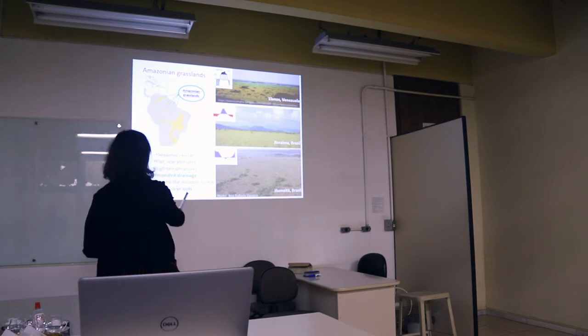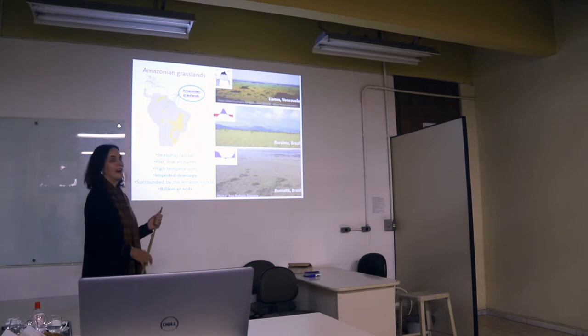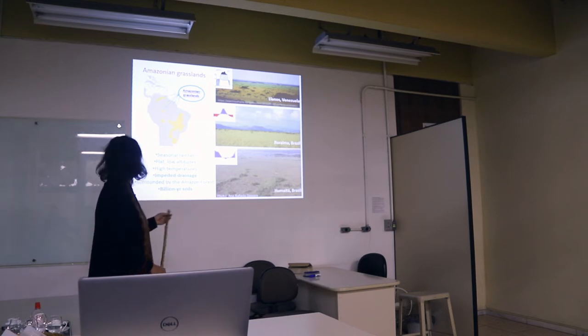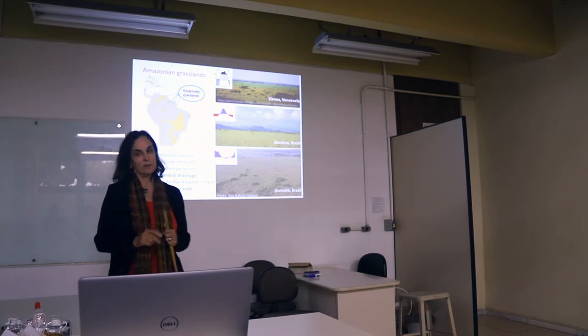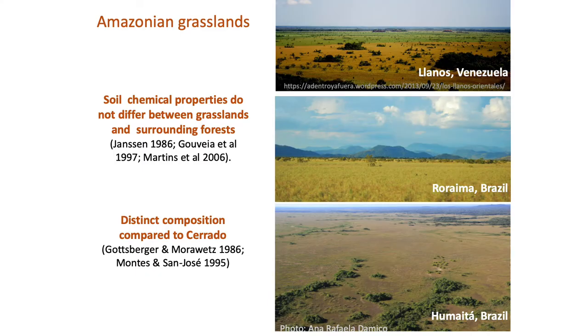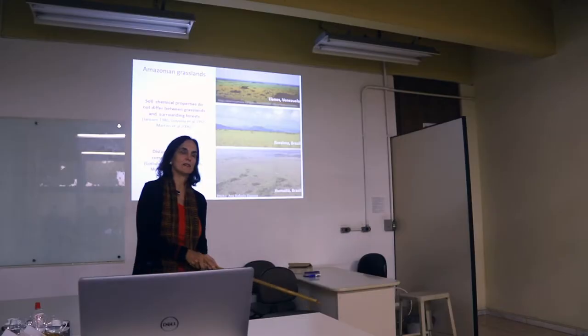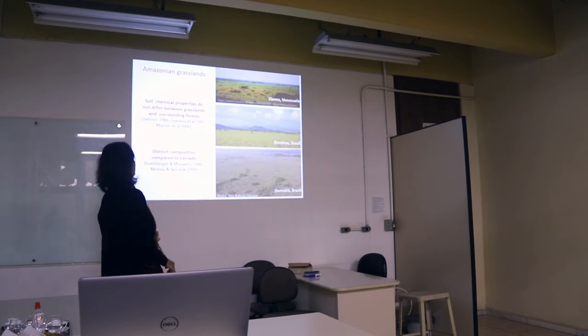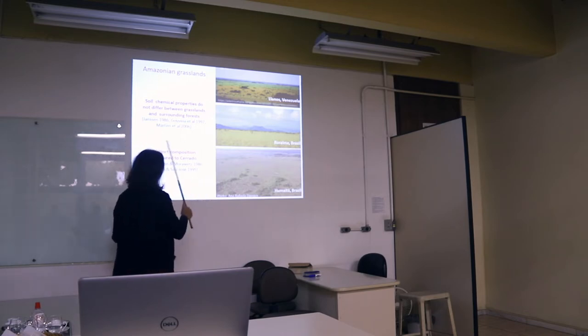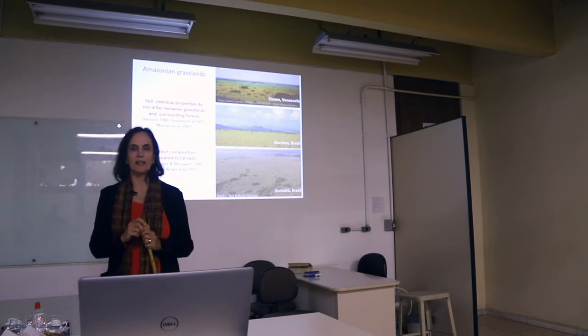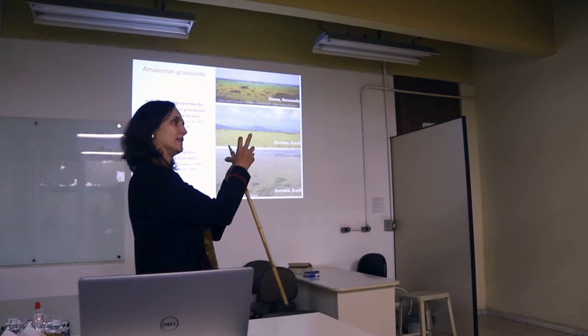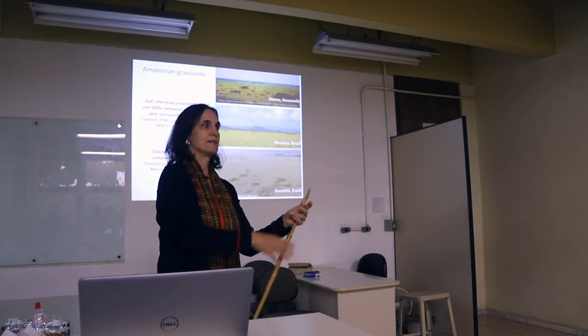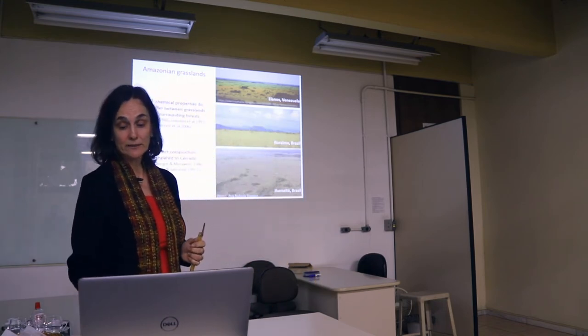And the soils, pay attention to these. They are really, really old. And they are all surrounded by the Amazon forest. What science has already demonstrated is that soil chemical properties in these grasslands and the forests around are the same. No nutrient availability. And the composition of the vegetation, which many people think is a Cerrado patch immersed in the Amazon forest, is not. It's quite different.